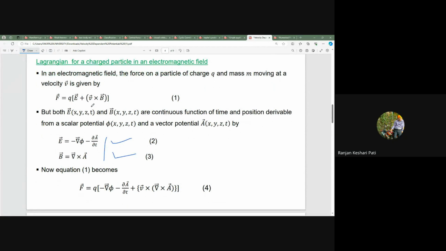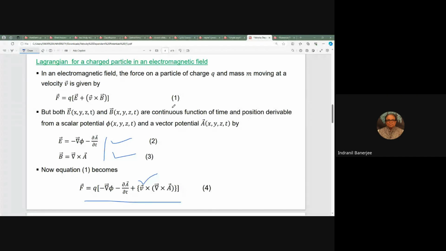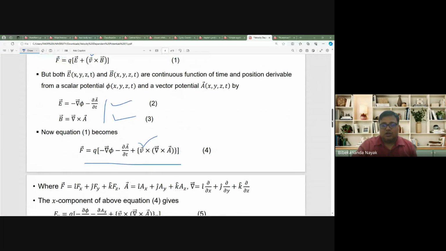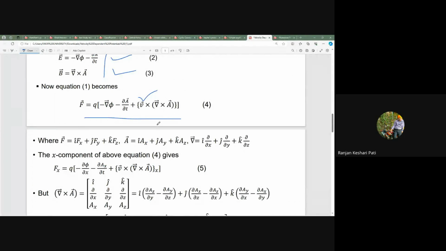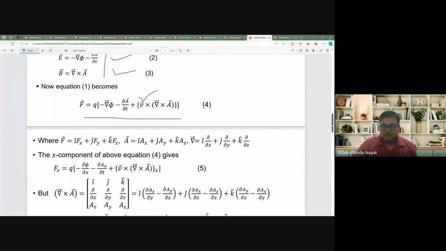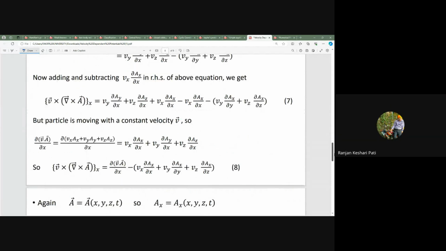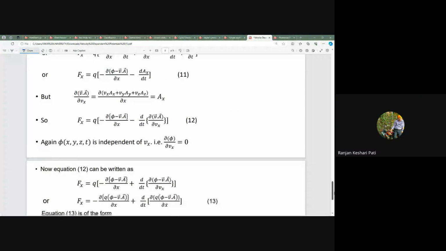Substitute these two, and we find the force. It contains velocity, so it is a velocity dependent force. Here also it is a velocity dependent force, a conservative one. So by simplifying this term, del cross A, calculating, we can set this and finally find an equation. That's what I've done already. This one is in the form of the Lagrangian.